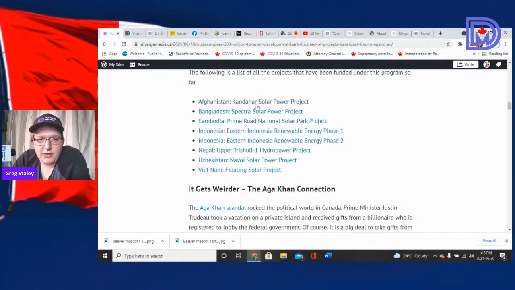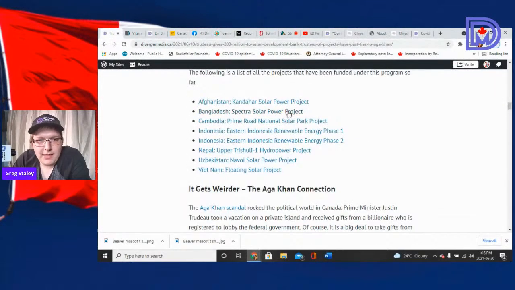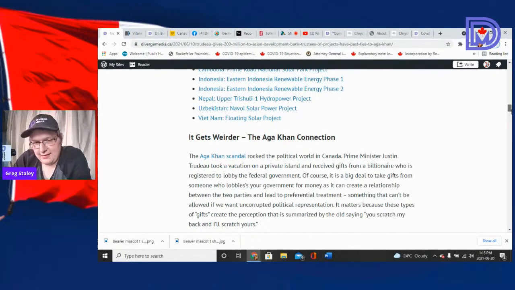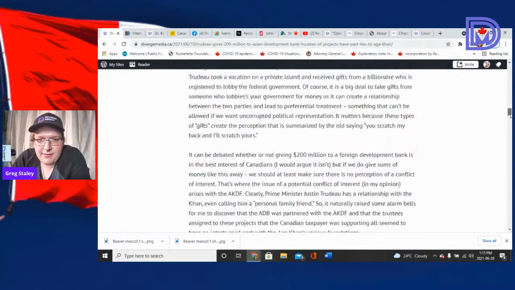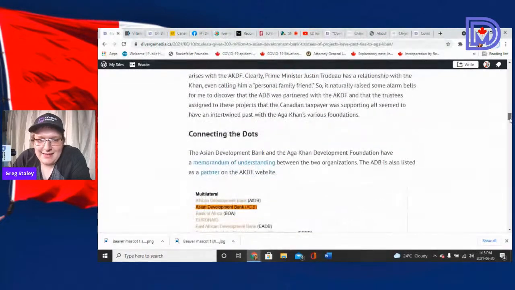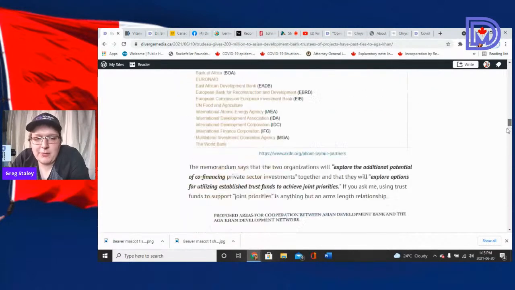So here are all the different projects they did: Afghanistan, Bangladesh, Cambodia, Indonesia, Nepal, Uzbekistan, Vietnam, doing different renewable projects. But this is the thing that gets weird. So obviously we know the Aga Khan connection, the private vacation. He's a lobbyist. He has something called the Aga Khan Development Foundation, and they have a memorandum of understanding between them and the Asian Development Bank. It's linked in the article. The Asian Development Bank is also listed as a partner on the Aga Khan Development Foundation's website.